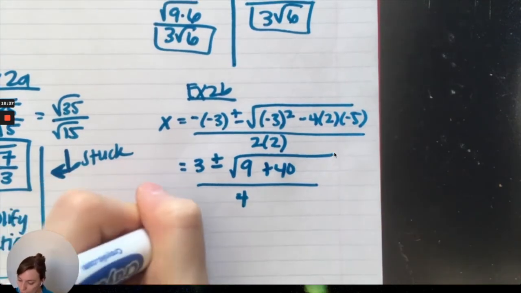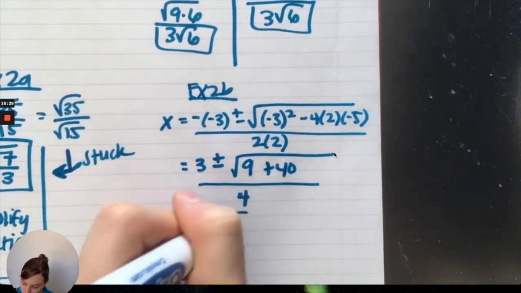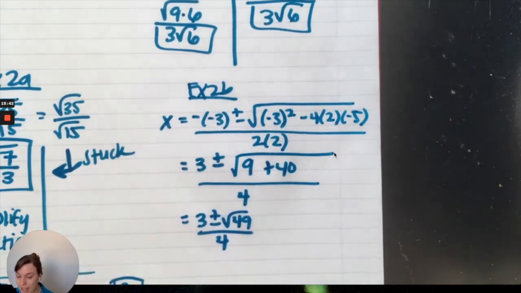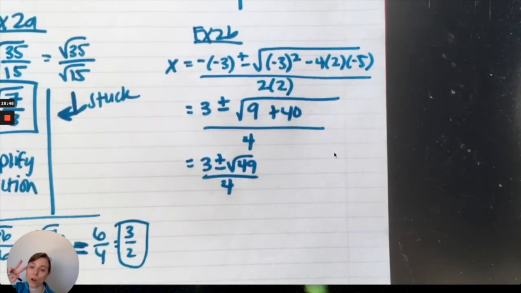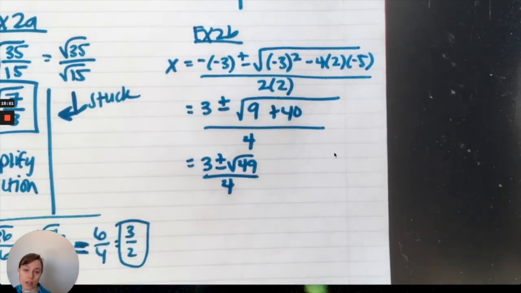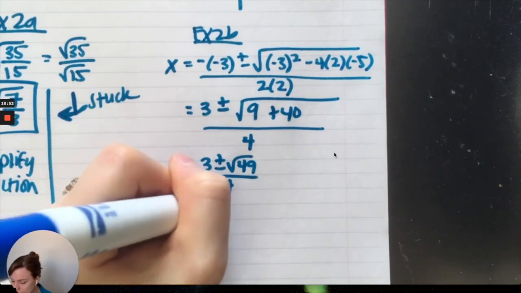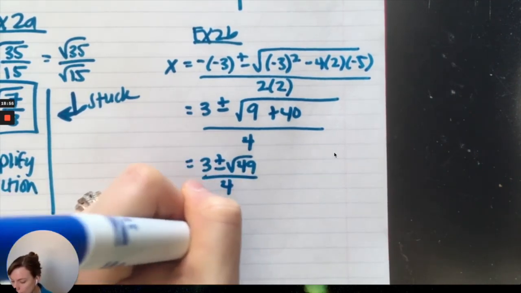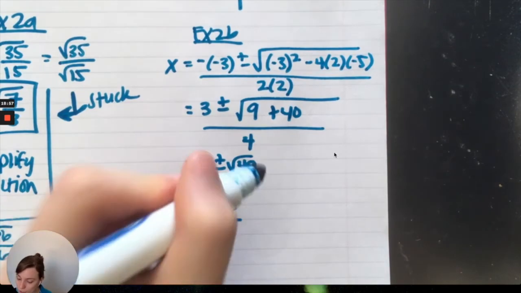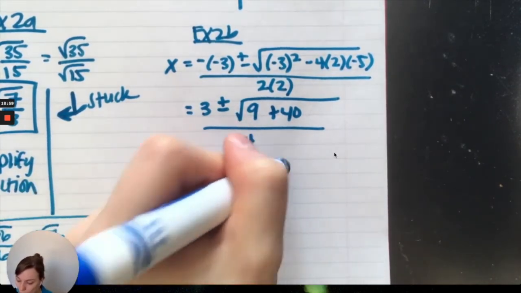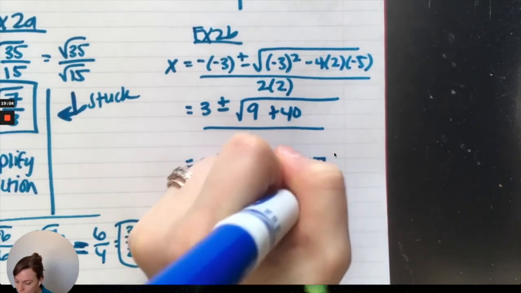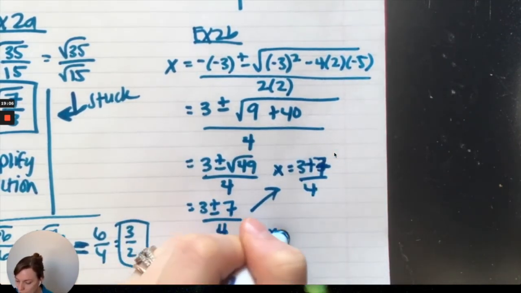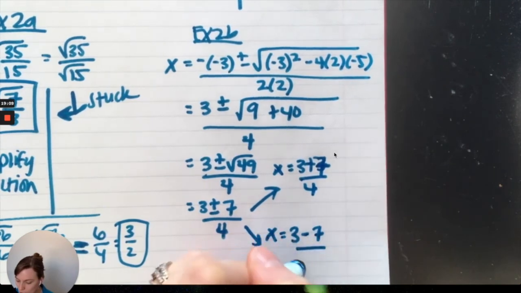All right, now that we have that, we can keep that plus or minus. We just combine everything in the radical, and this plus or minus gives us two options once we simplify this further. So what is the square root of 49? 7. Yes, because you know your perfect squares. Awesome. So I'm now going to split this up. We have one where x is going to equal 3 plus, that's a 7, divided by 4. And another option where x is going to equal 3 minus 7 divided by 4.